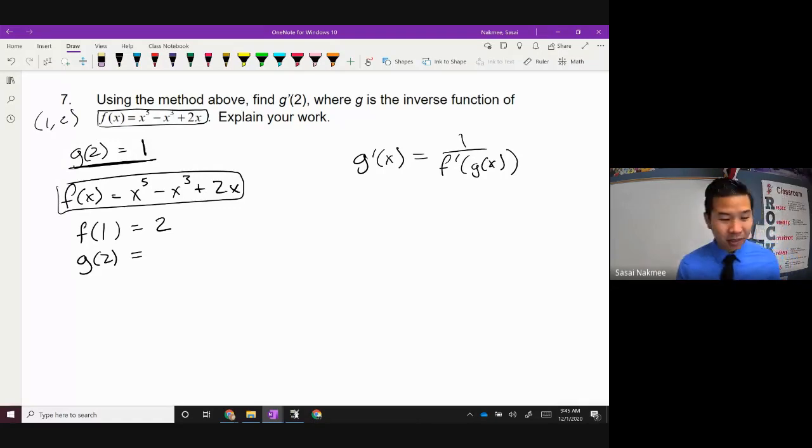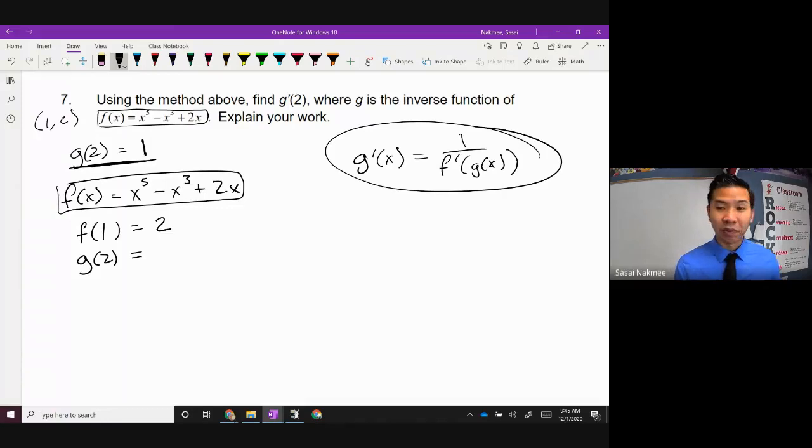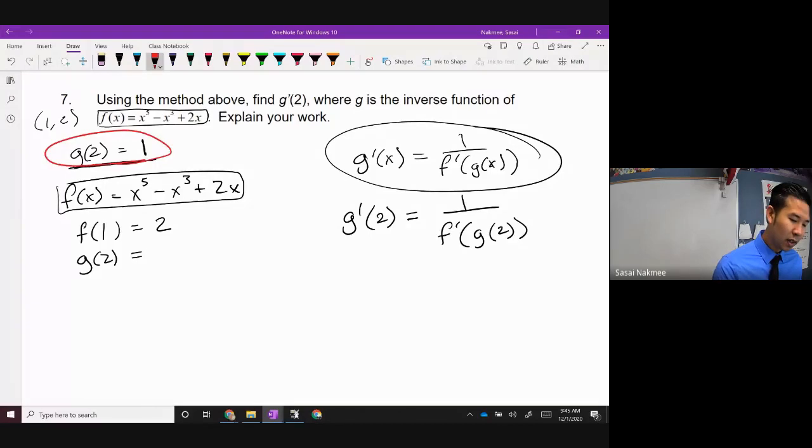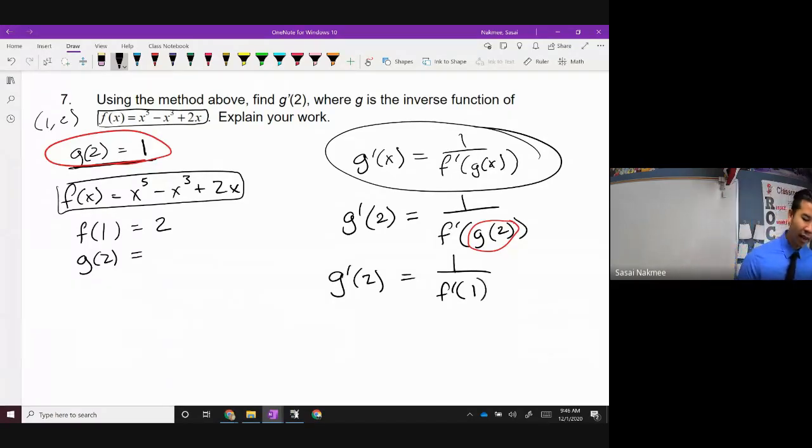And why is that such a big deal? Why do I need to know that g of 2 is equal to 1? That helps me to find my derivative of the inverse, right? Because that's telling me that g prime of 2 is simply going to be equal to 1 over the derivative of f evaluated at g of 2. But lucky for us, we just found out that g of 2 is equal to 1. So that's going to tell me that g prime of 2 is equal to 1 over f prime evaluated at 1.